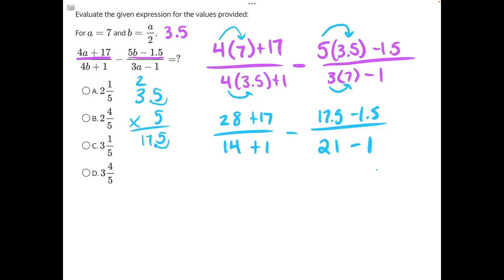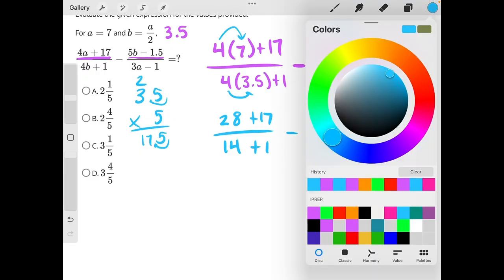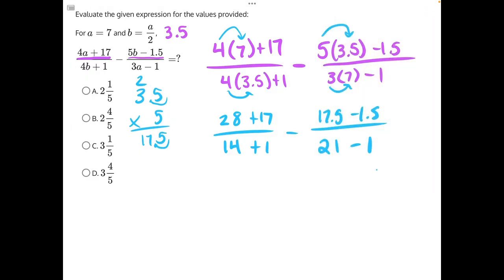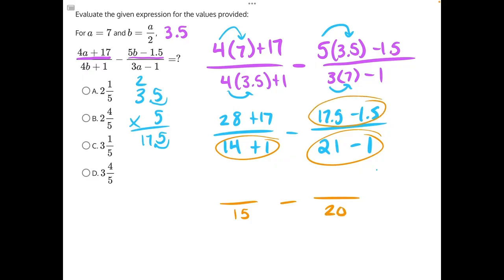Now we can start to do addition and subtraction. 14 plus 1 will give us 15. 21 minus 1 will give us 20. Then up here, 17.5 minus 1.5, or these 0.5s will just cancel each other out, leaving us with 17 minus 1, which is 16. And then this, 28 plus 17, 8 plus 7 is 15, carry the 1. 1 plus 2 is 3 plus 1 is 4.